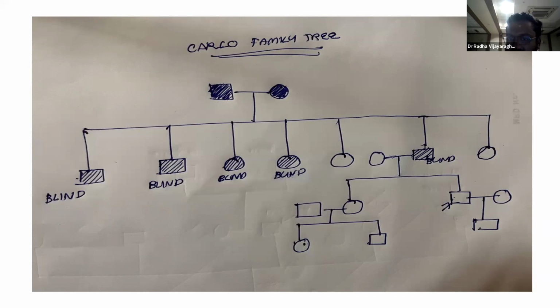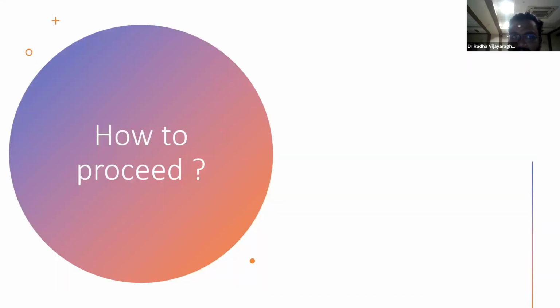So this is the pedigree chart of this patient, sir. So we had a suspicion if this is a case of autosomal dominant tubular kidney disease. So how to proceed for this patient? Anybody wants to take this question? Sukanya, you want to take this question?